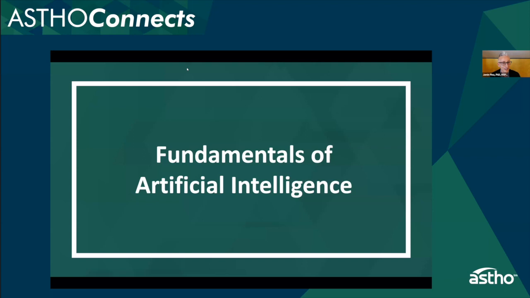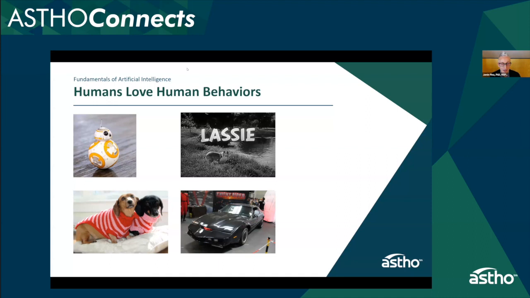Okay, let's discuss some of the fundamentals of artificial intelligence. And to start with, we'd like to offer something about being human. Humans have a natural affinity for non-human entities that display human-like behaviors. On the screen, you can see four examples. We have BB-8 from the Star Wars series. We have Lassie, a dog that was able to communicate with its owners to save the day. And Kit, the car that was featured in the 1980s television series Knight Rider. Kit was a car that could talk. And at the time, a talking car was mind-blowing. And finally, another entity demonstrating human characteristics, two puppies wearing sweaters. Puppies wearing sweaters are timeless.